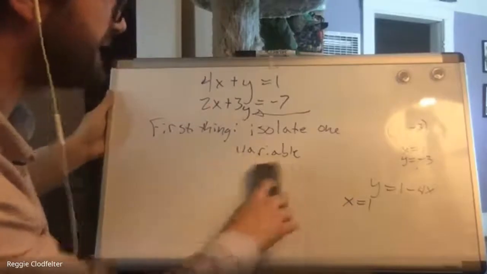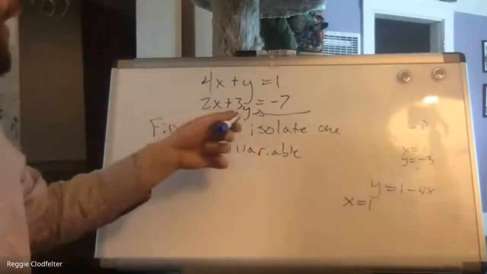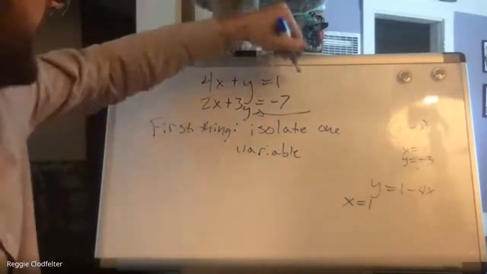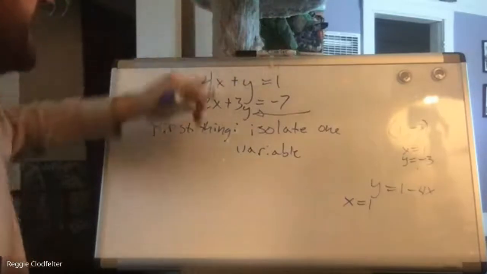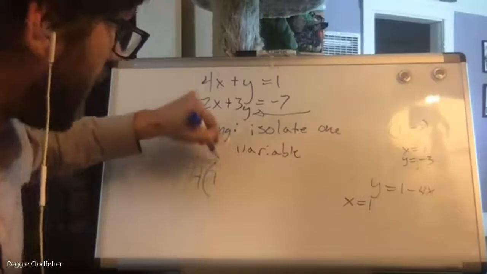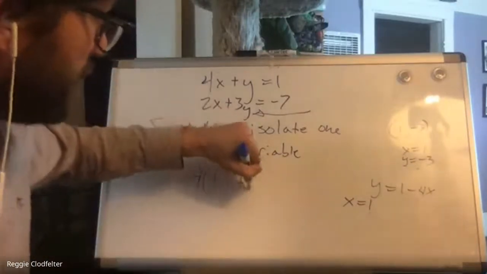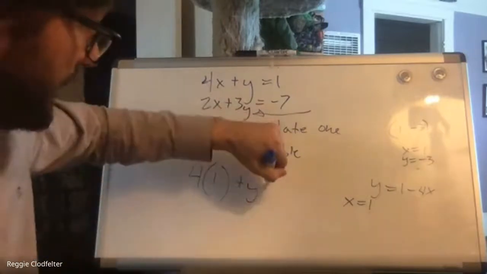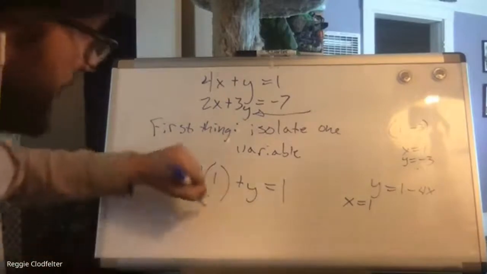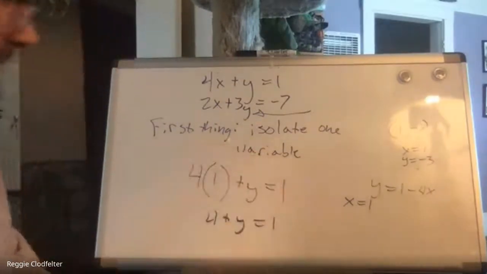So we know that x equals 1 because we had just solved for x. Now I'm just going to take the fact that x equals 1 and plug 1 in for x in my first equation. 4 times 1 plus y equals 1. 4 times 1 is 4. So I have 4 plus y equals 1.